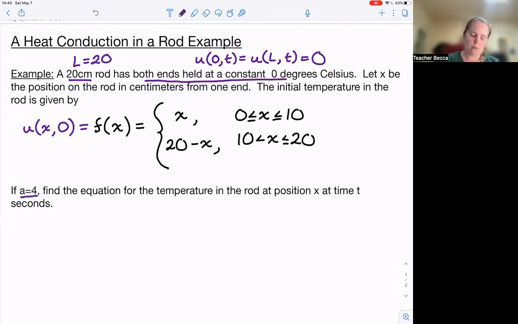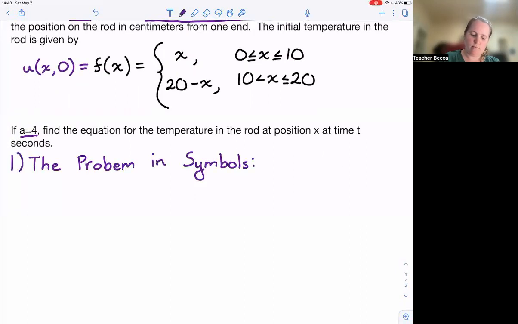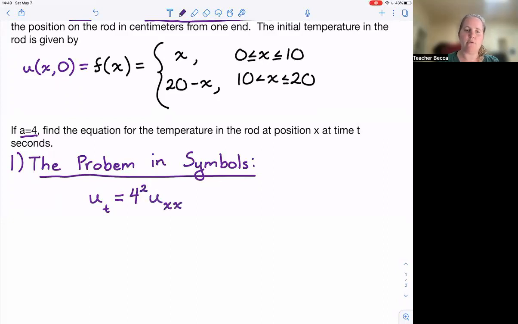Again, we have A equals 4. And so the problem in symbols becomes, we have the partial with respect to t of u is equal to a squared, so 4 squared times the second partial with respect to x of u. This is for t greater than 0 and x between 0 and 20.